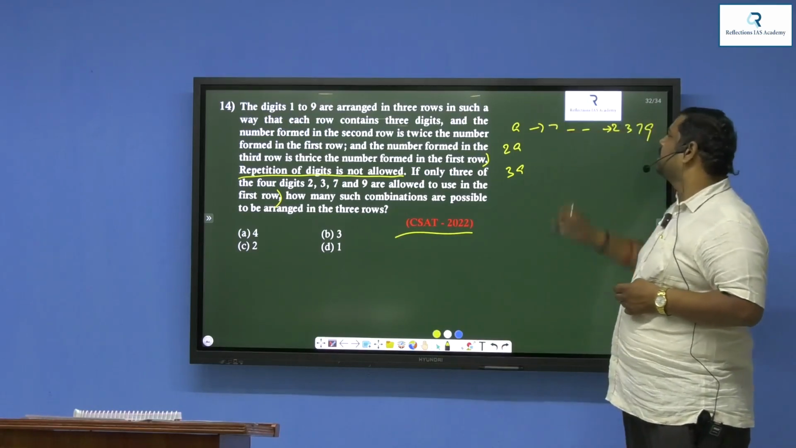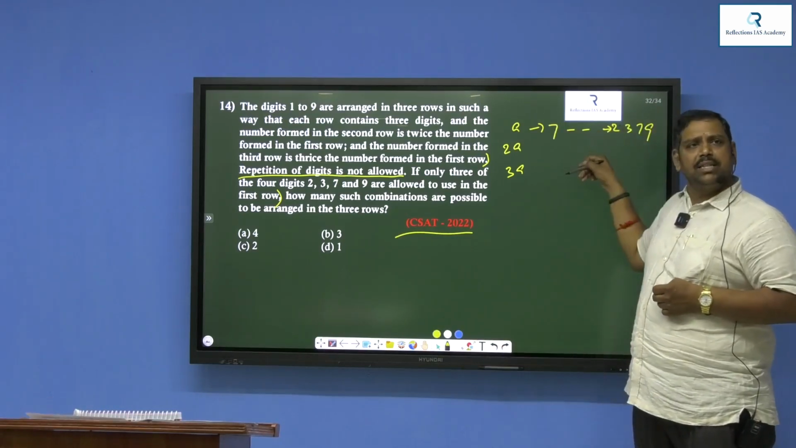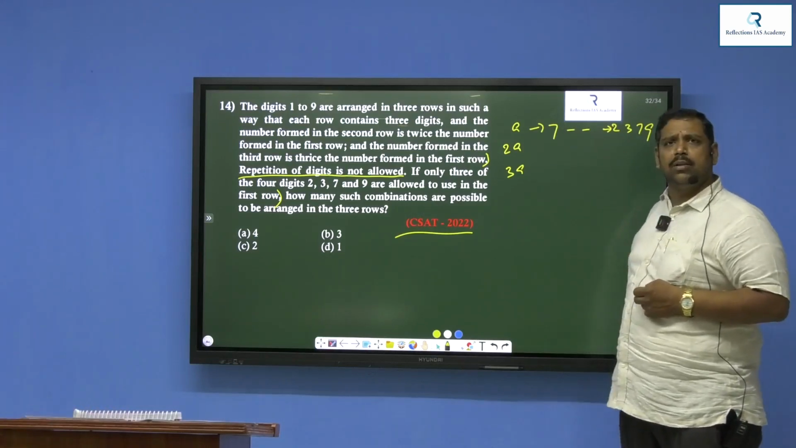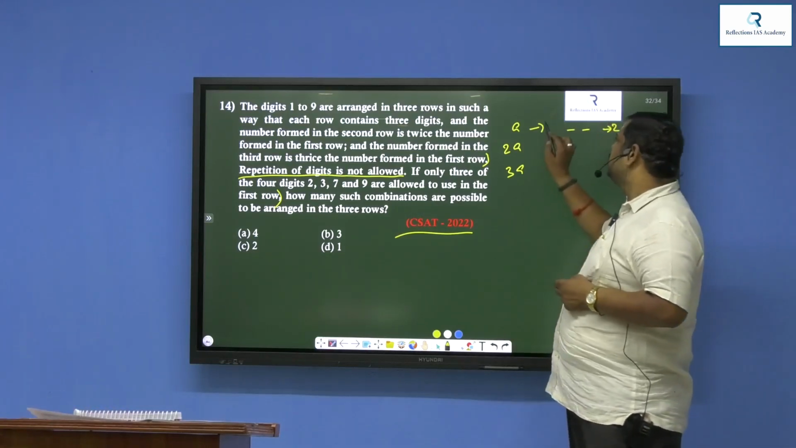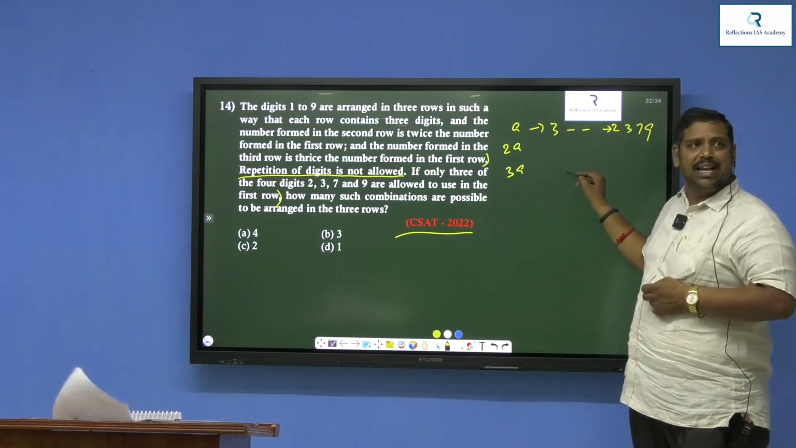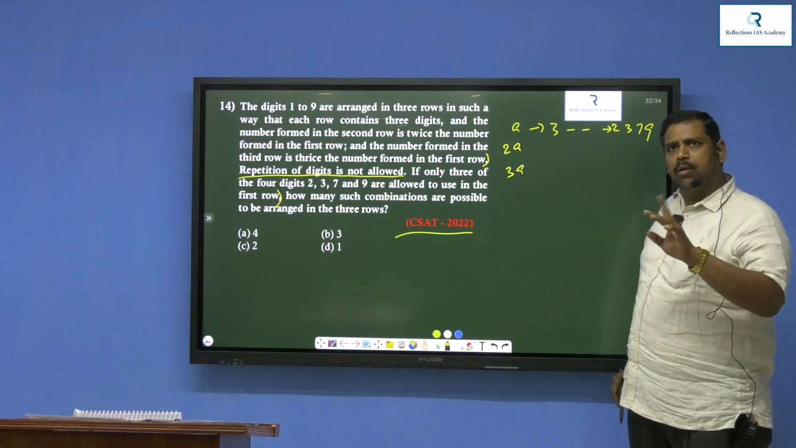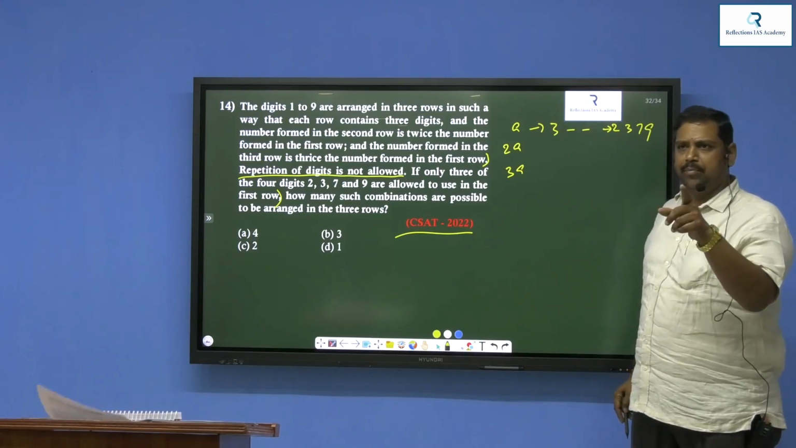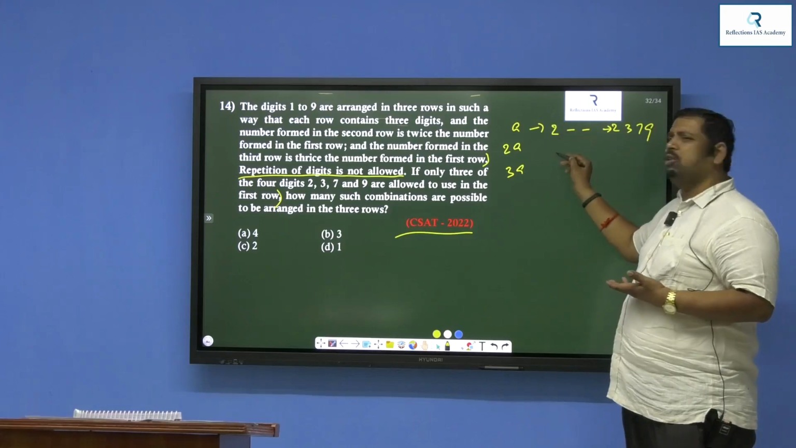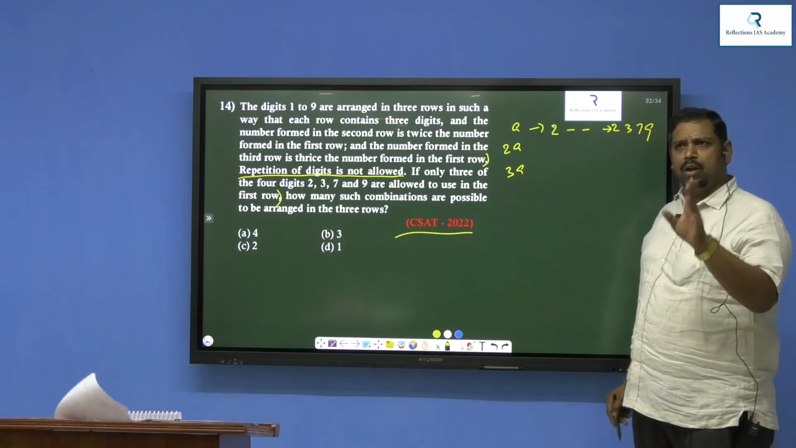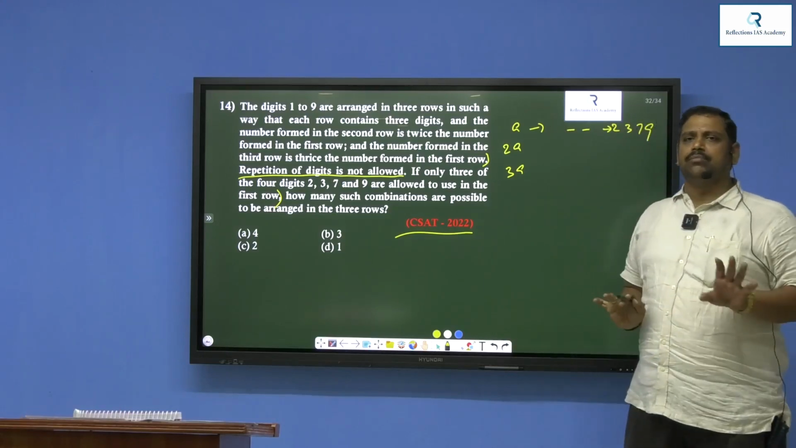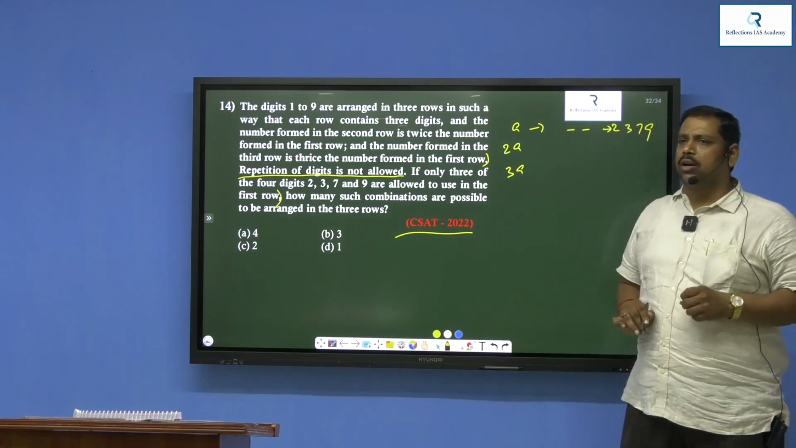Same if I take 7, double means 1400, right? Not possible. If I take 3, double is 600, triple is 900, possible. Keep this point in your brain. If I take 2, automatically 400, 600 is possible, right? Okay, good. So this place can be either 2 or 3. That is the hint that you have to understand.